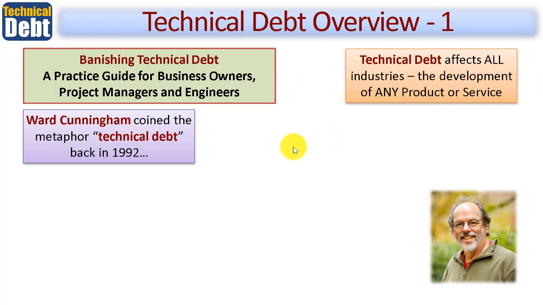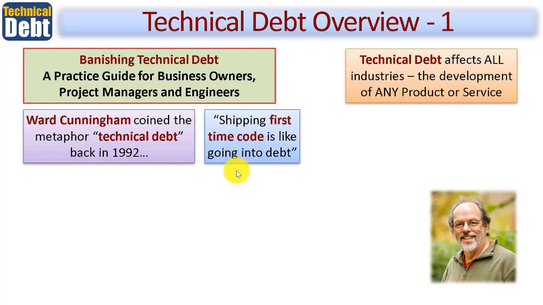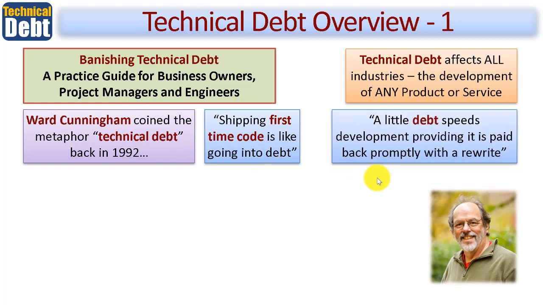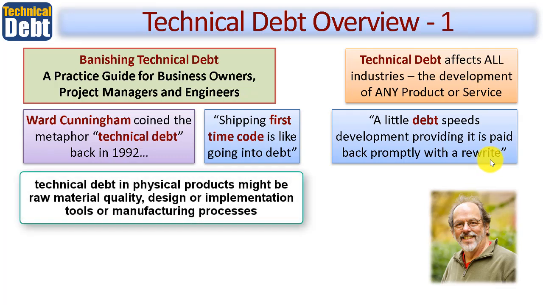Here's our hero, Ward Cunningham, upon whose giant shoulders I stand, who coined the metaphor technical debt way back in 1992. The way he said it was that shipping first-time code is like going into debt, and this was the very powerful metaphor that opened people's eyes. A little debt, he continued, speeds development, providing it is paid back promptly with a rewrite. Here he was obviously referring to code, so you could call this redesign or refinement, if you will, for non-software type products.